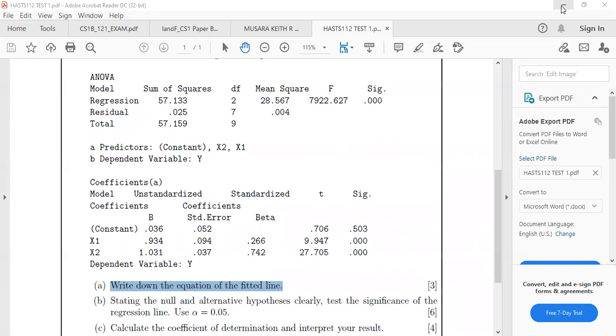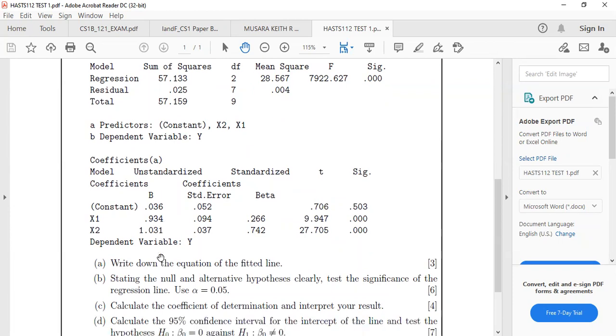1.031, right? So now we can come up with our model from what we have said, that y equals beta naught plus beta 1 x1 plus beta 2 x2, right? So in this case, we are saying y equals 0.036 plus 0.934 x1 plus 1.031 x2. So just writing that model, you get 3 marks. You should be able to pick which are our parameters for the regression model in the first column. So you need to be excellent at picking them up.